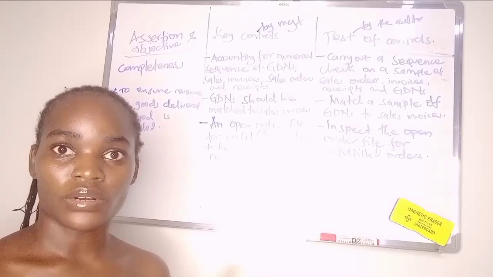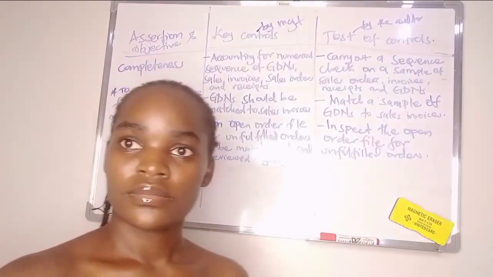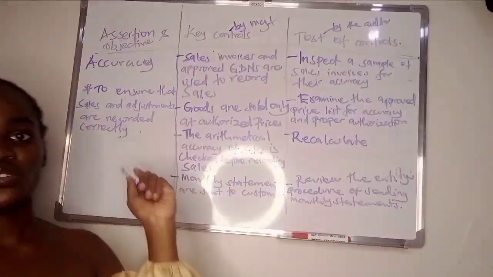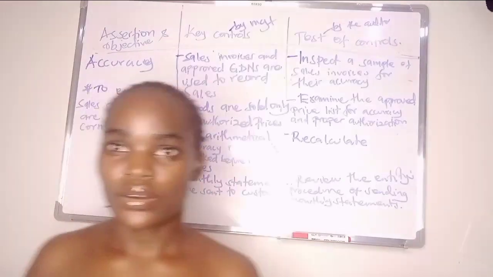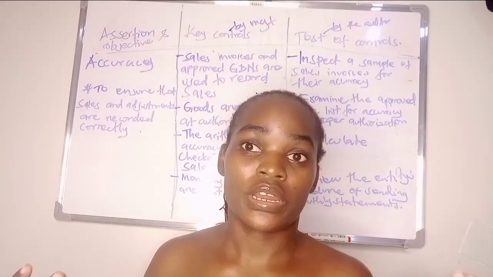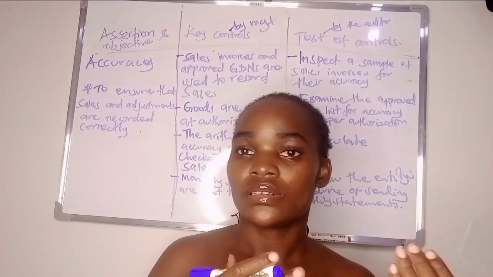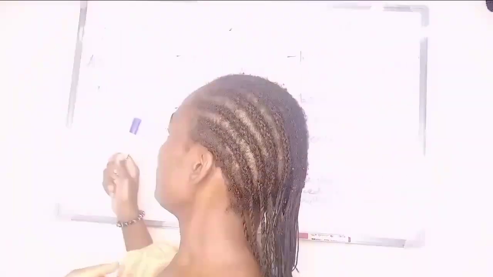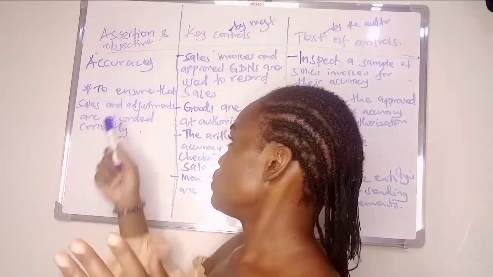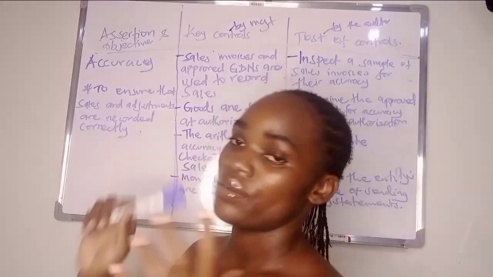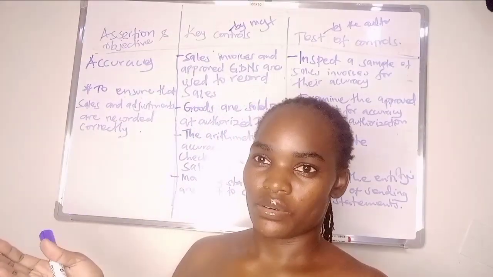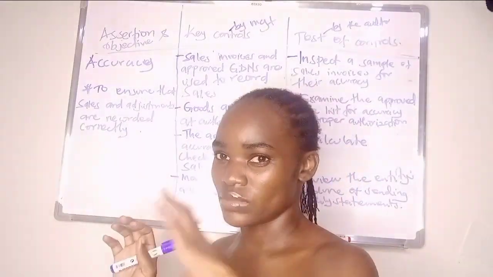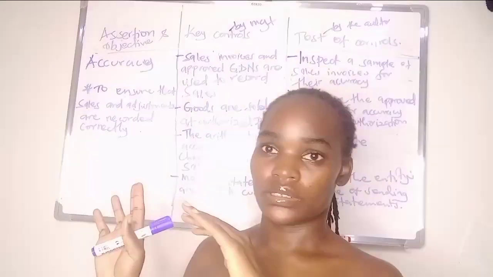So the next assertion we are going to look at is accuracy. Something accurate is something that is correct, something that has no errors. That's accuracy. So here the objective is to ensure that sales and adjustments are recorded correctly. You want to make sure that sales and their related adjustments are recorded correctly.